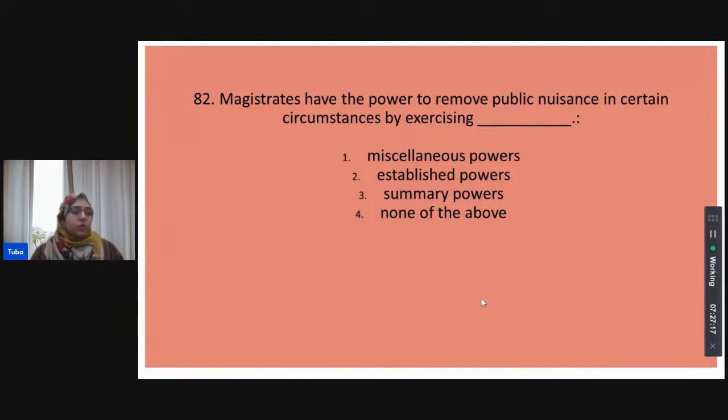Question 82. Magistrates have the power to remove public nuisance in certain circumstances by exercising which of the following kinds of powers? Is it their miscellaneous power, their established power, their summary power, or none of the above? Removal of public nuisance in certain circumstances.